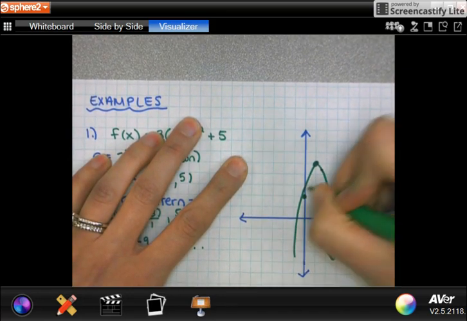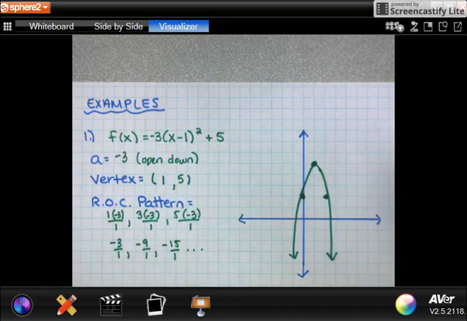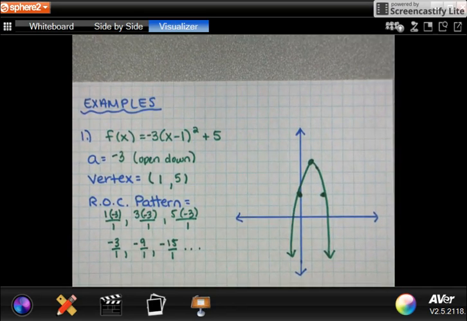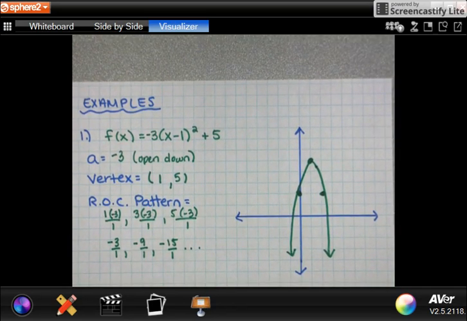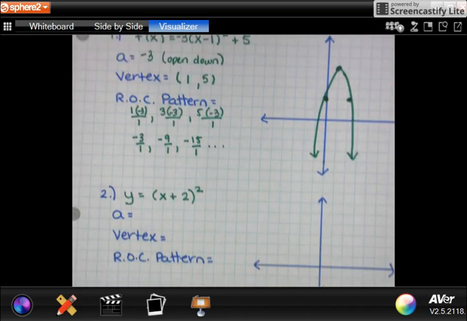So I'm going to try to make sure it goes through the points a little bit better than I did, but you get the general idea. Okay, make sure you extend your graph down far enough so that it covers most of your coordinate plane. Don't stop short at the 2 points that you found. So here's the function: f of x equals -3 times x minus 1 squared plus 5. So what I'm going to let you do on your paper is fill in the domain and range for both of these examples. So let's move on to the second example.